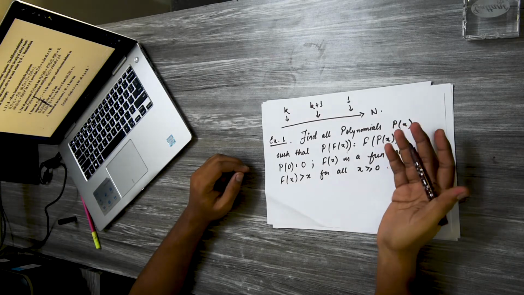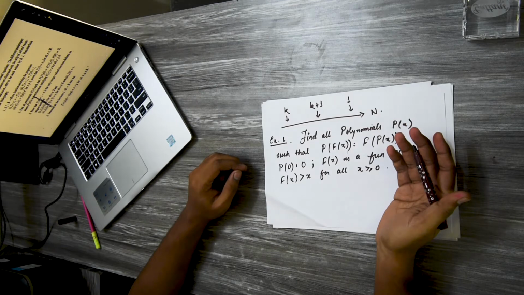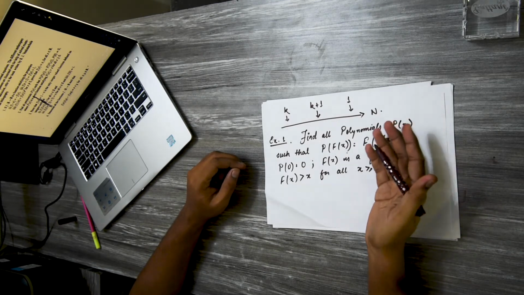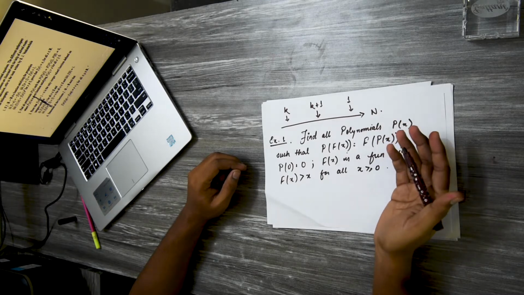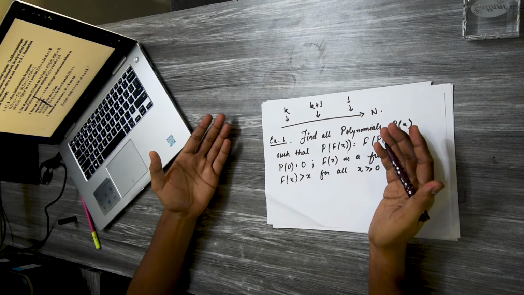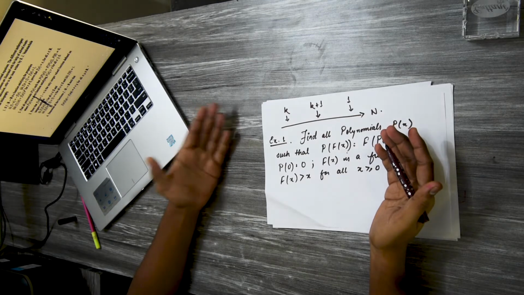So let's get started. The first question is to find all the polynomials p(x) such that p(f(x)) = f(p(x)), where f(x) is a function, and p(0) = 0, and f(x) is a function which supports f(x) > x for all x >= 0.